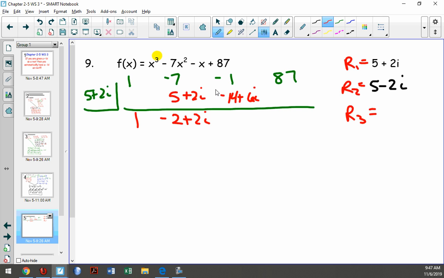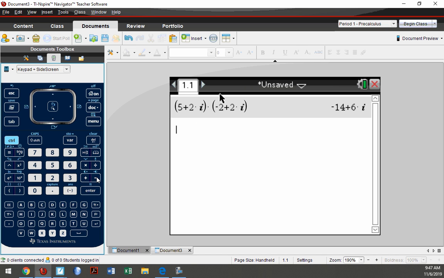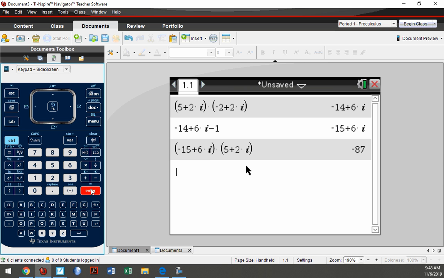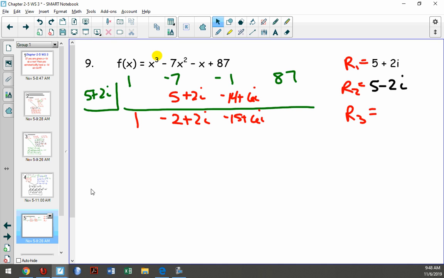Now I'm going to go ahead and add the -1 to it to give me -15 plus 6i, but watch. I'm simply going to take this and subtract 1 to get that -15 plus 6i. I'm doing fewer keystrokes. Then I'm going to take that and say times, parenthesis, 5 plus 2i, and hit enter. And it's going to bust out the -87, which is what I want it to be. Do we see that? So this is a -87, which gives you 0 as your remainder. Is that what I wanted it to be? Okay, now what?